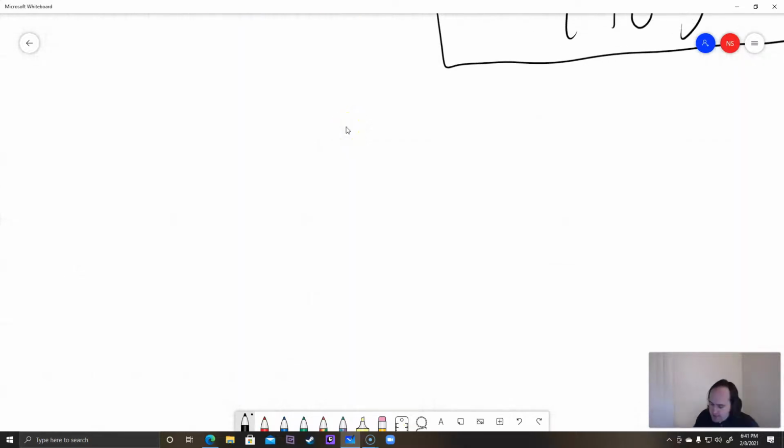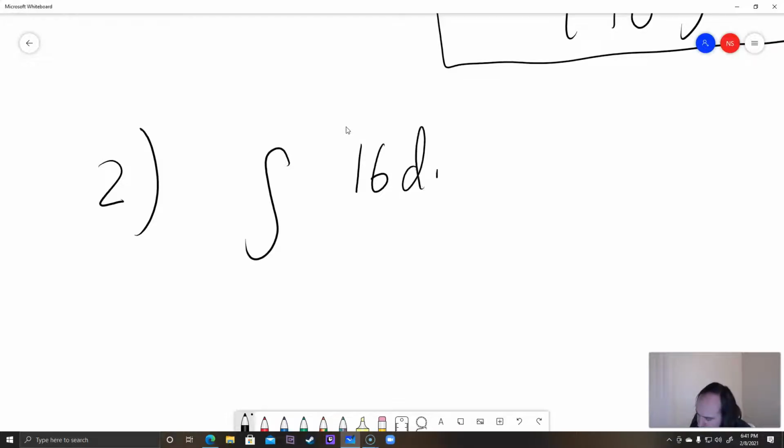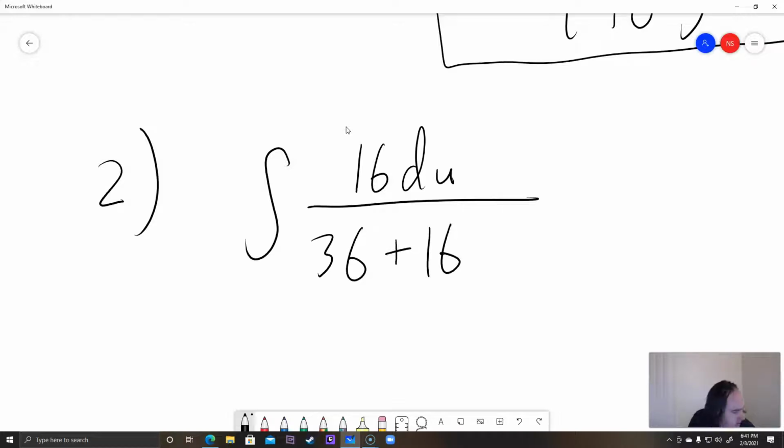Okay, so problem number 2 is the integral of 16 du over 36 plus 16 u squared. The integral of 16 du over 36 plus 16 u squared.